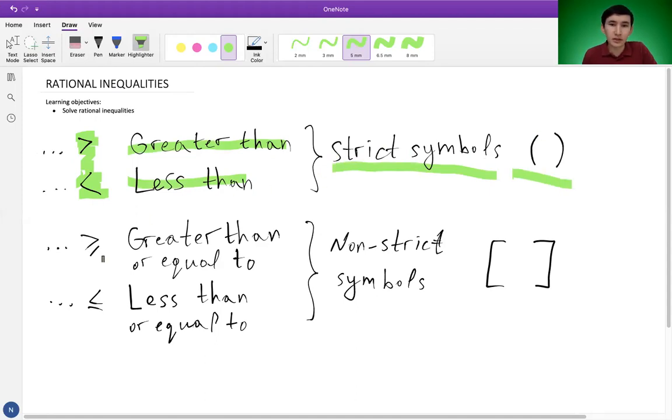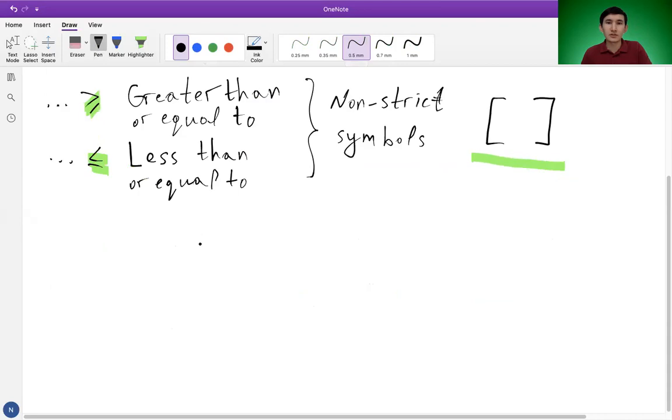And next are non-strict symbols. They are greater than or equal to, as you can see, the sign looks like equal, and less than or equal to. Both of them are non-strict symbols, and when the inequality has non-strict symbols, we use straight brackets.